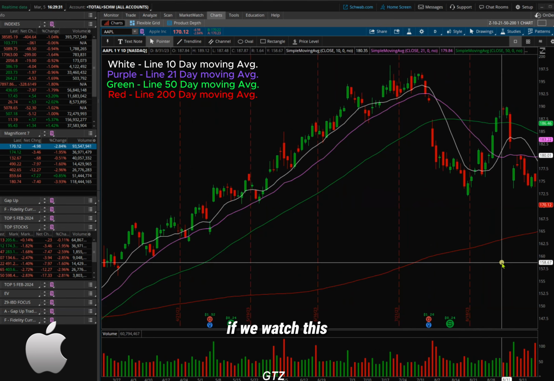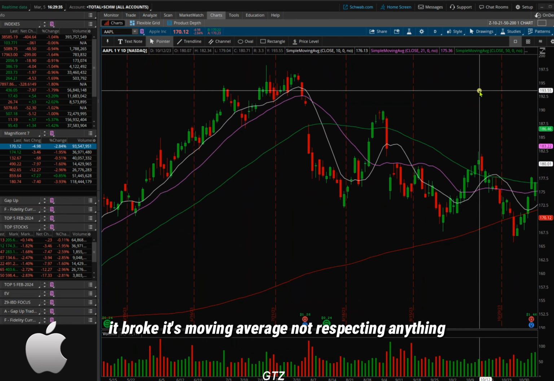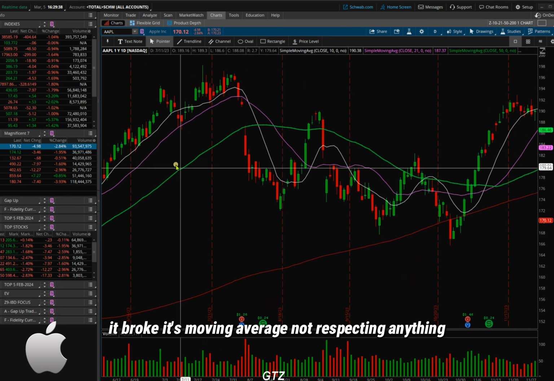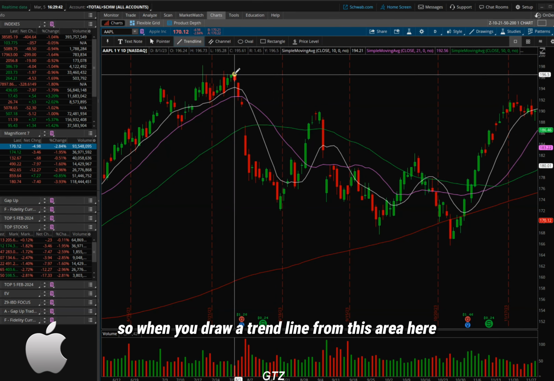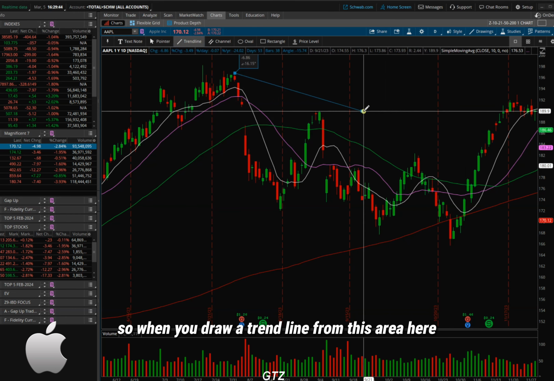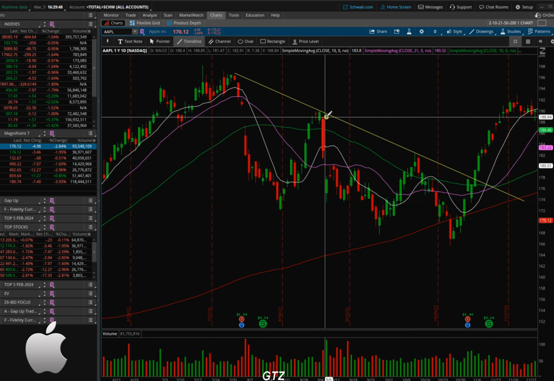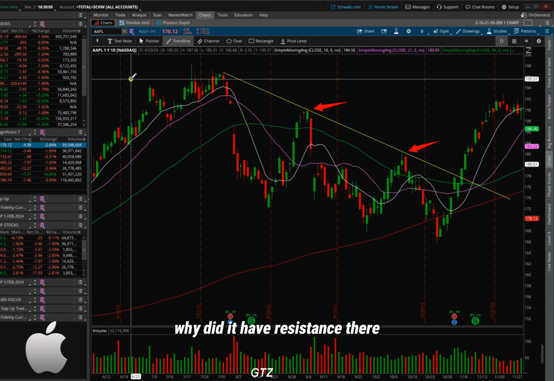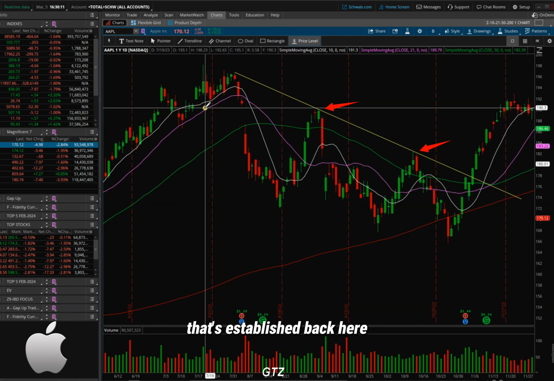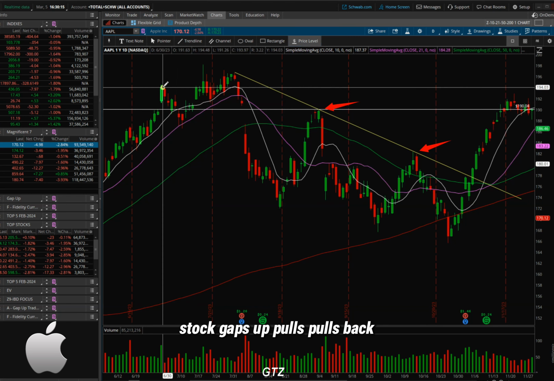If we watch how this plays out, it broke its moving average. It's not respecting anything. We're in a downward trend now. So when you draw a trend line from this area here, and we're just going to touch this point right here, as you can see, why did it have resistance there? That's established back here. Stock gaps up, pulls back.